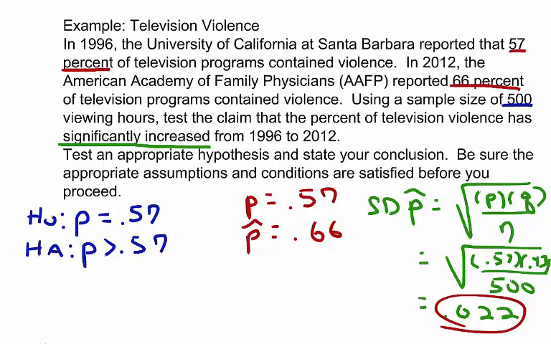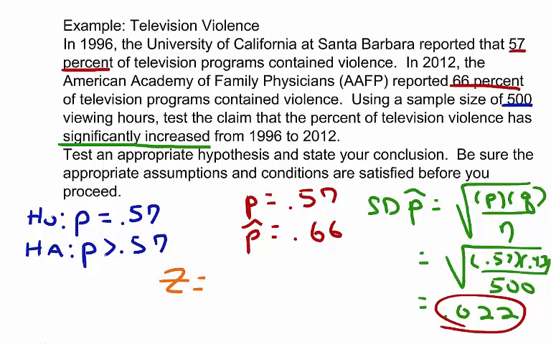Once we have P hat, and our standard deviation for P hat, we have everything we need to generate our z-score. We'll use this z-score to help us determine whether or not P hat of 0.66 or 66% is statistically significant. In other words, we're going to use our z-score to help us decide whether the percent of television violence has significantly increased from 1996 to 2012.